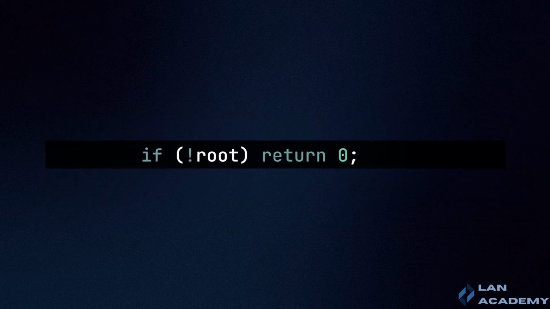We start by checking if the root is a null pointer. If it is, then that means that the binary tree is empty, in which case the function returns 0. The maximum depth of an empty binary tree is 0.